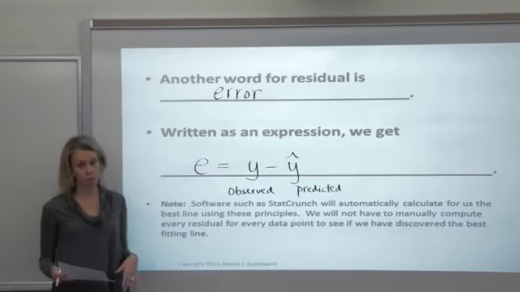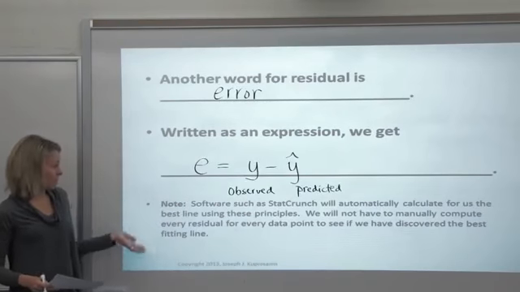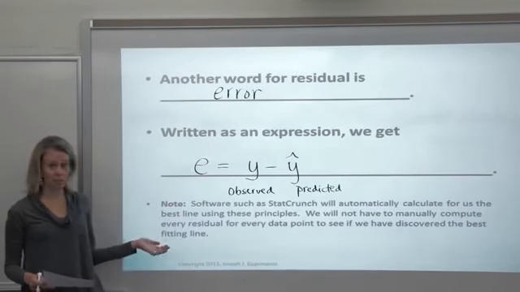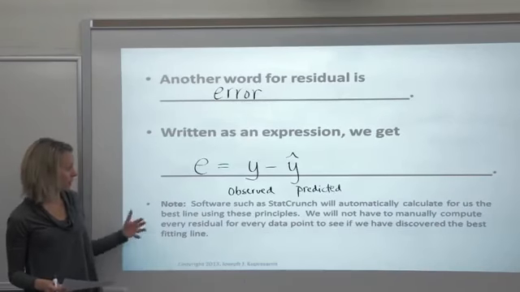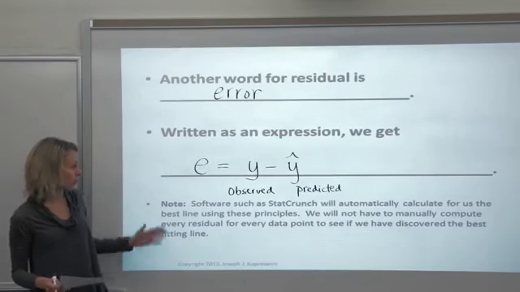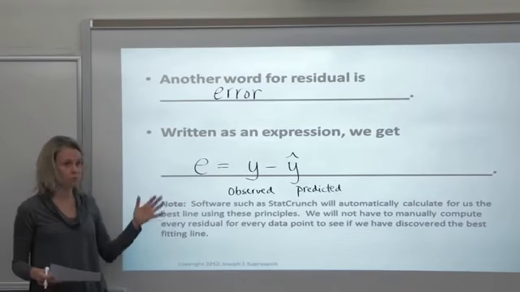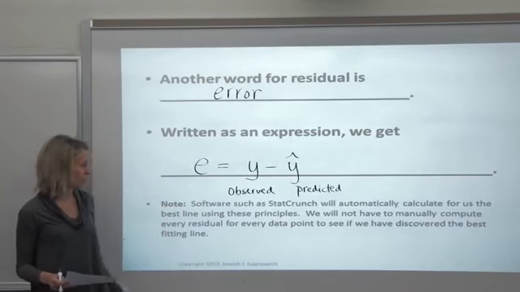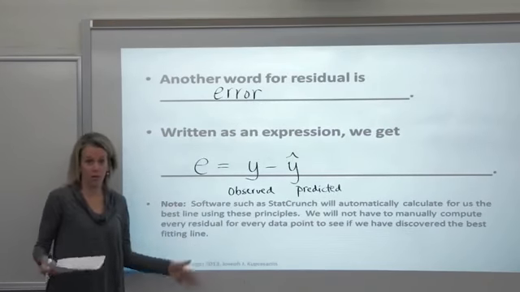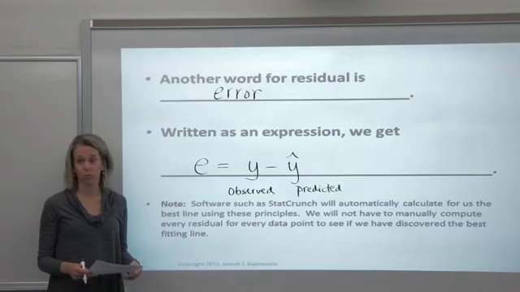Now a note here that I'm sure that you'll go over in class. Software packages such as StatCrunch will automatically calculate that line of best fit for us, that least squares regression line using these principles. You do not have to manually compute every residual for every data point. StatCrunch will do that for us, but it's important that you understand that that's what they're doing and the concept of what a residual is.